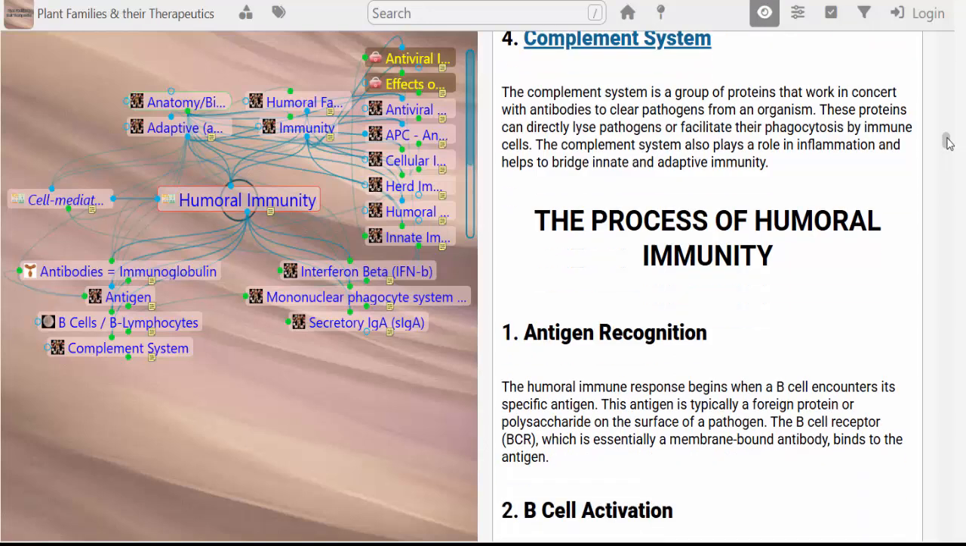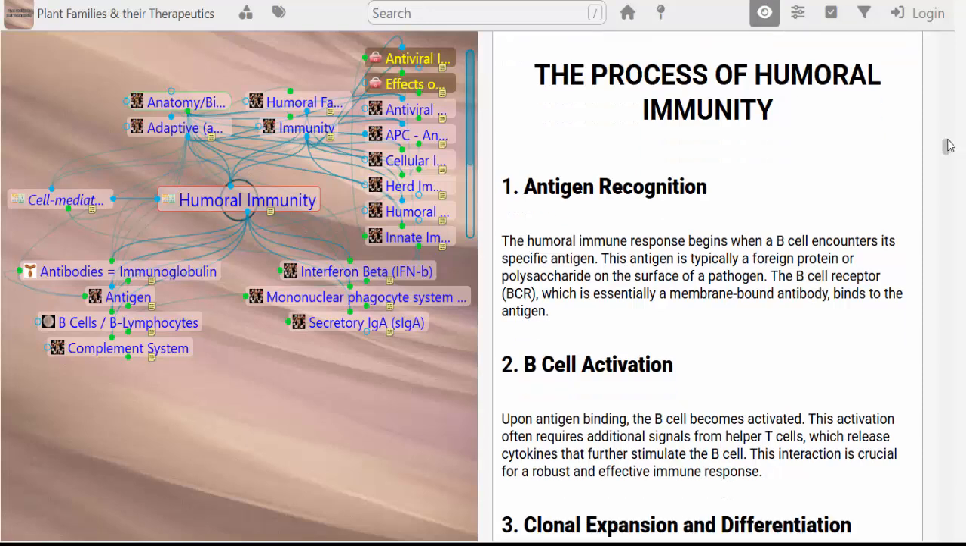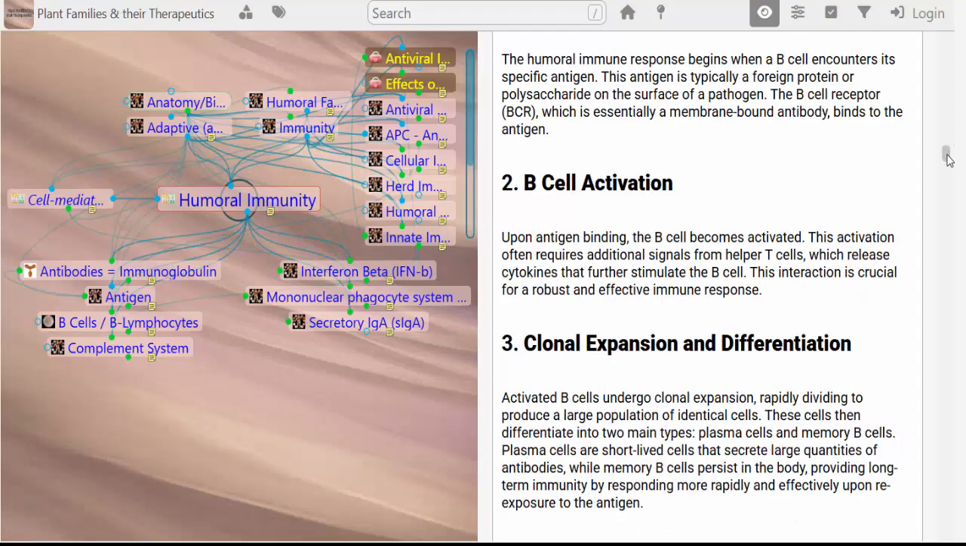So what's the process of humoral immunity? It's all going to start out with antigen recognition. It starts when a B cell encounters its specific antigen. This antigen is typically a foreign protein or polysaccharide on the surface of a pathogen. The B cell receptor, which is basically a membrane-bound antibody, binds to the antigen. After that binding, now the B cell is going to be activated. That usually requires additional signals from helper T cells, which release cytokines that further stimulate the B cell.